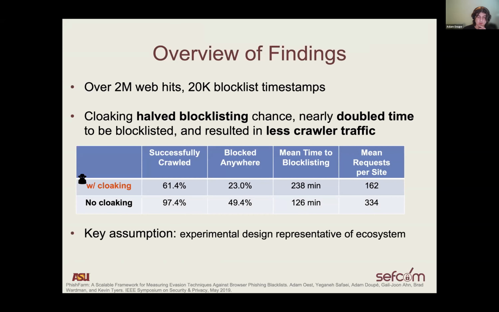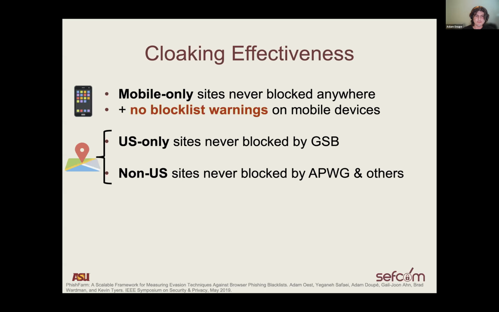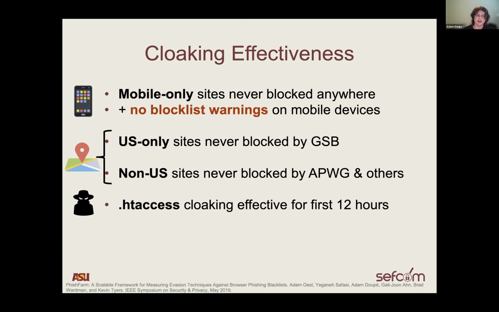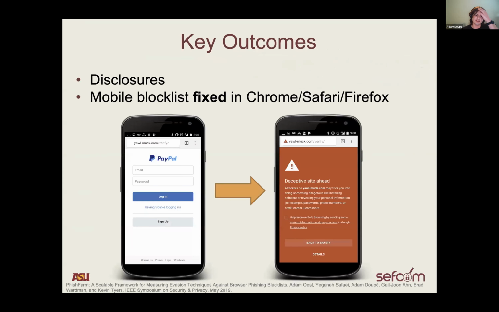And of course, one of the key assumptions of any research is that this is representative of the ecosystem. One of the very shocking findings that I like talking about here was that mobile-only sites were never blocked anywhere. There were no warnings on mobile devices. And US-only sites were not blocked by Google Safe Browsing, and non-US sites were never blocked by other ones. We disclosed this information and worked with the organizations to get mobile block listing fixed in Chrome, Safari, and Firefox.